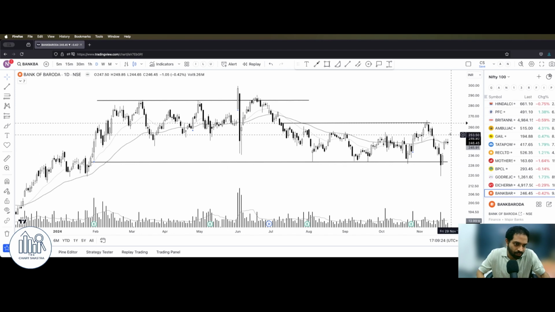PSU banks, Bank of Baroda, again, there was not much movement here. There was a quick drop and a quick rise. Again, the Adani effect, quick drop, again some bouncing. It is still trading in the range.